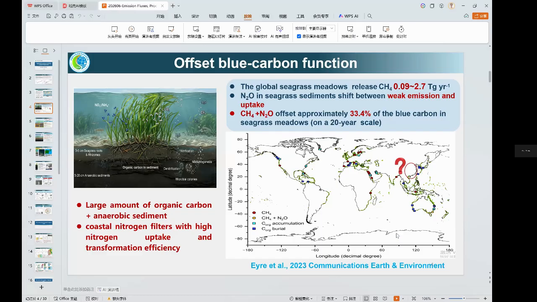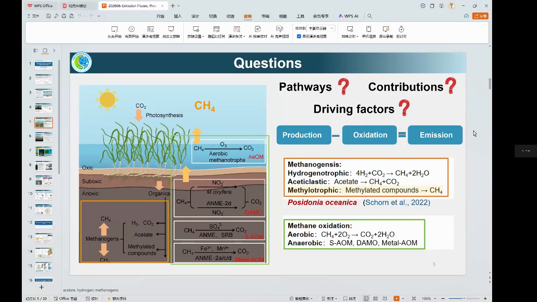It has been reported that methane plus N2O offsets about 30% of the blue carbon in seagrass meadows on a 20-year time scale. But how are these greenhouse gases produced, what are the individual contributions, and what are the driving factors? We don't know. We know both methane and N2O emission is a balance between production and consumption.